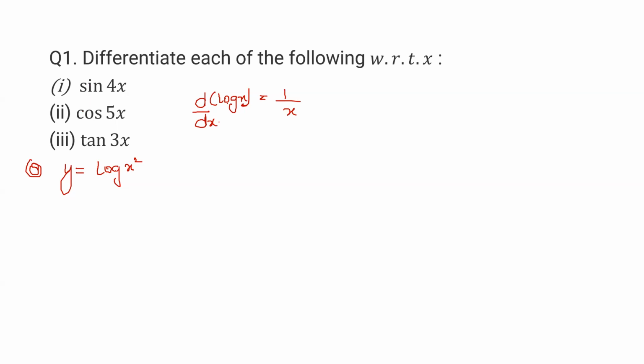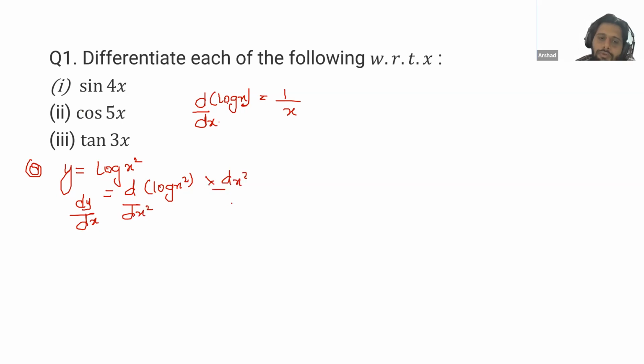Everyone, please share the answer and let me know if anyone has a doubt in this. So 1 by x square into 2x. Very good, Abdul, this is correct. Please check here. We will differentiate this dy by dx, log x square. With respect to what will we differentiate this first? X square. Very good. Then x square with respect to x.